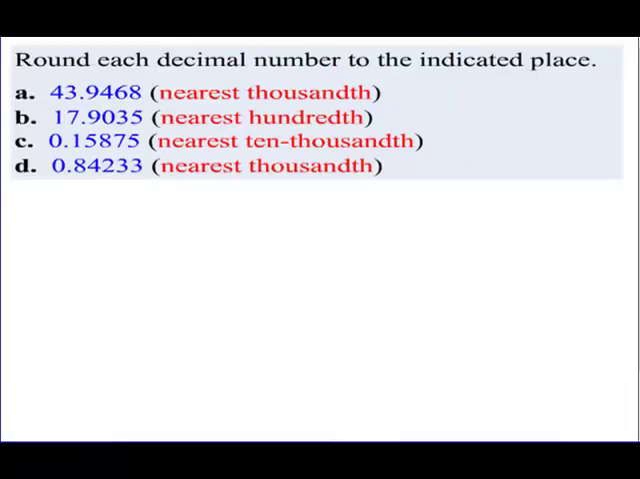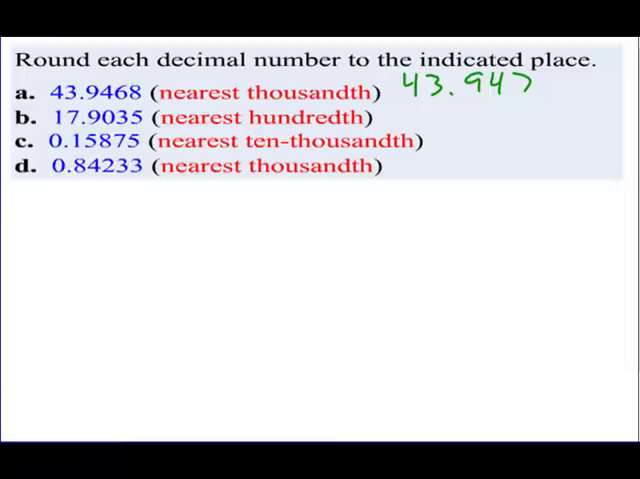So give it a try. Press pause, try these 4, and then let's see how you did. Let's check your work. The first one says round to the nearest thousandth. Well, the 6 is in the thousandths place. So you look at the 8, and this rounds to 43.947.